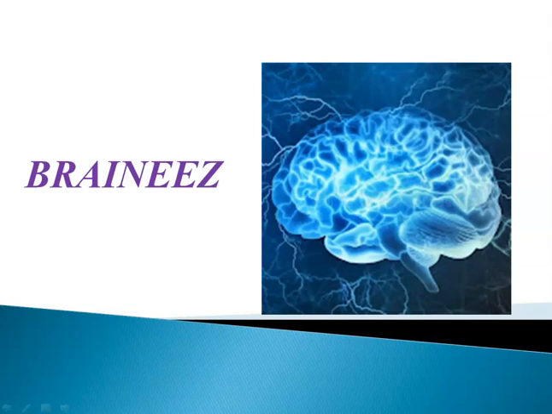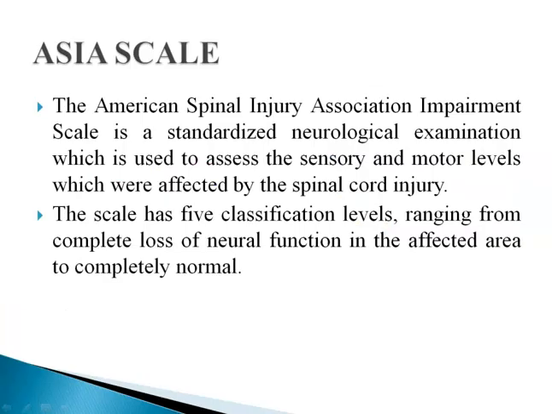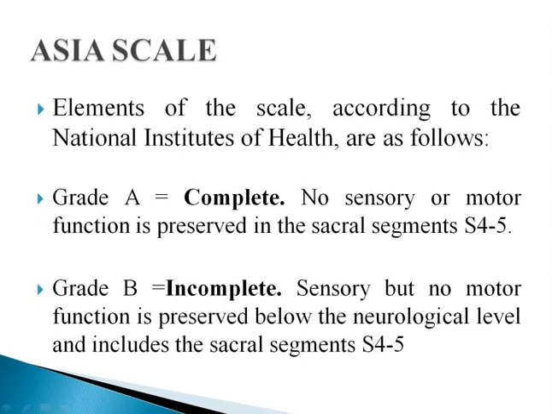Today we are going to discuss the topic ASIA scale, the ASIA impairment scale, the American Spinal Injury Association impairment scale. It is a standardized neurological examination used to assess the sensory and motor levels affected by the spinal cord injury. Basically, it has 5 classification levels ranging from complete loss of neurological function in the affected area to completely normal. Let us see the various elements of the scale according to the National Institutes of Health, which is as follows.